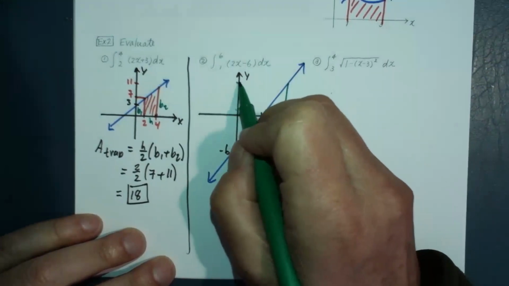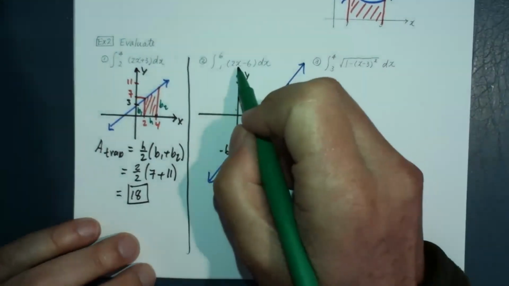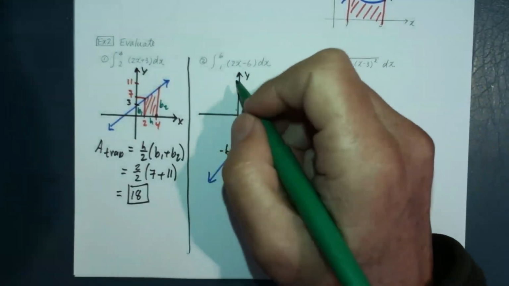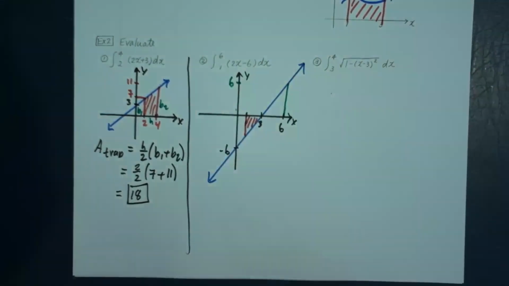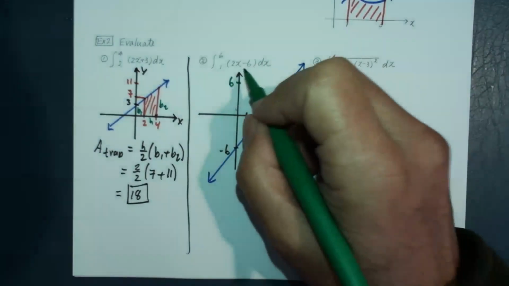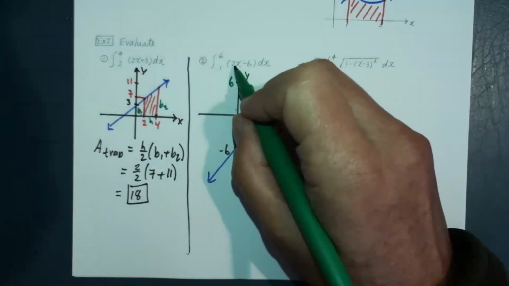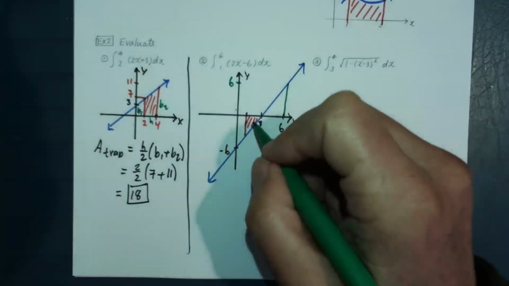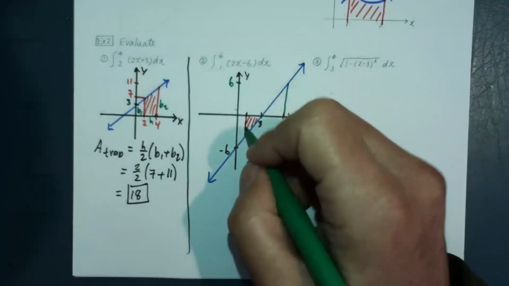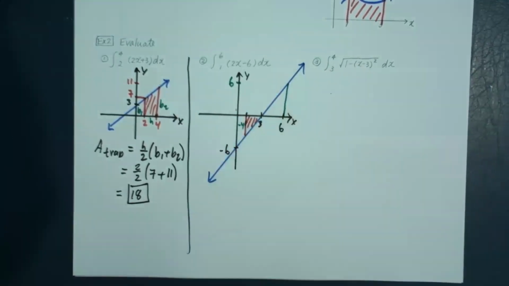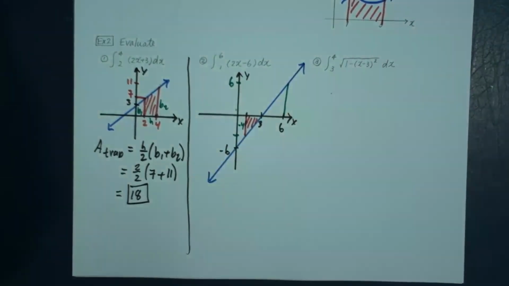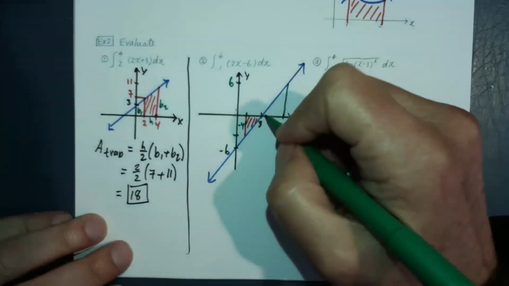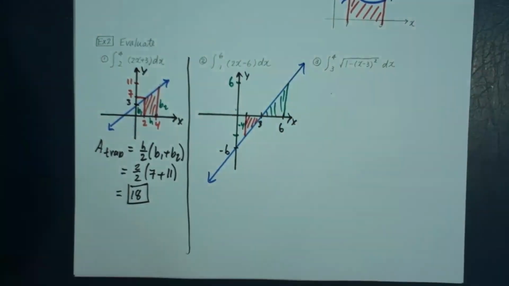Let's see where we are here. When x is 6, 6 times 2 is 12, 12 minus 6 is 6 again. So we're getting 6 back. And down here, when x equals 1, that's going to be 2 times 1, which is 2. 2 minus 6 is -4. So this is a -4 down here.